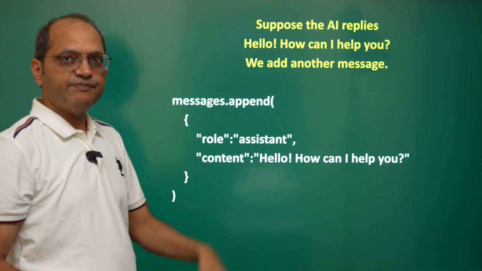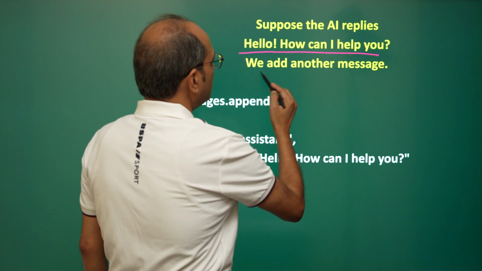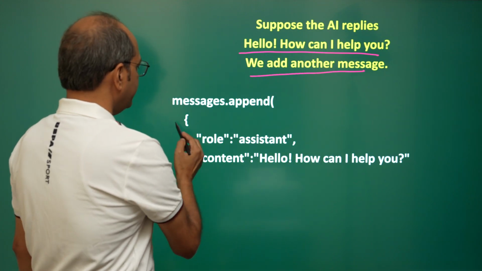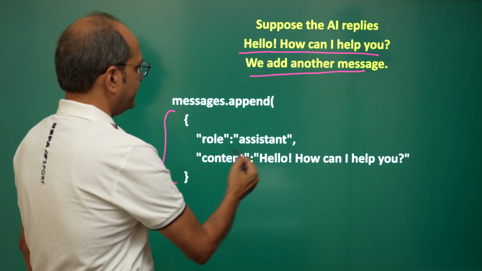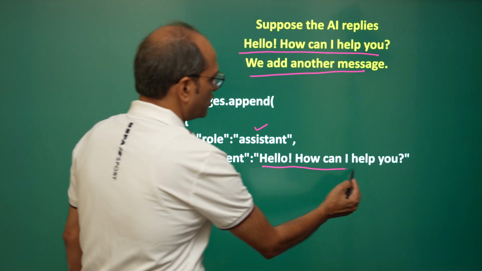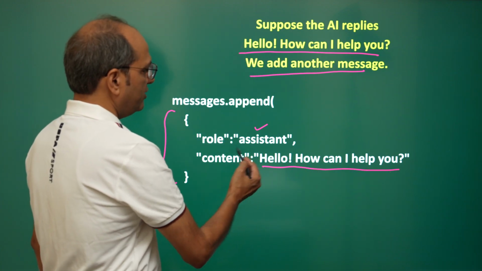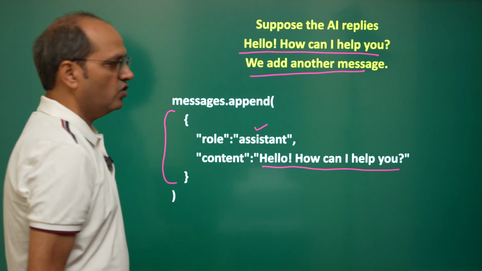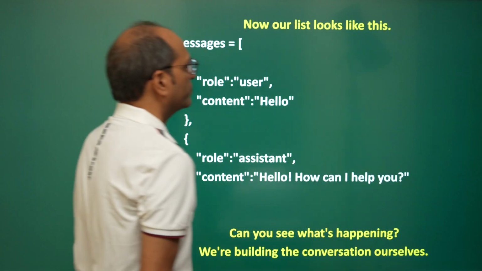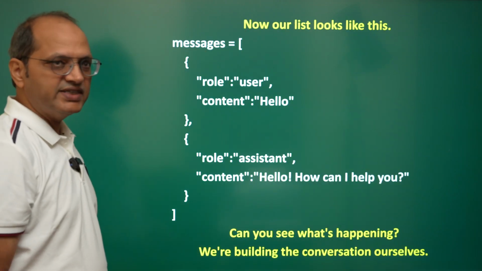Suppose the AI replies, hello, how can I help you? We add another message. The messages dot append. Now this we will add. Assistant. This message is being told by the assistant. So we have written role assistant and the value of the content is hello, how can I help you? Now our list looks like this. See, how interesting it is.